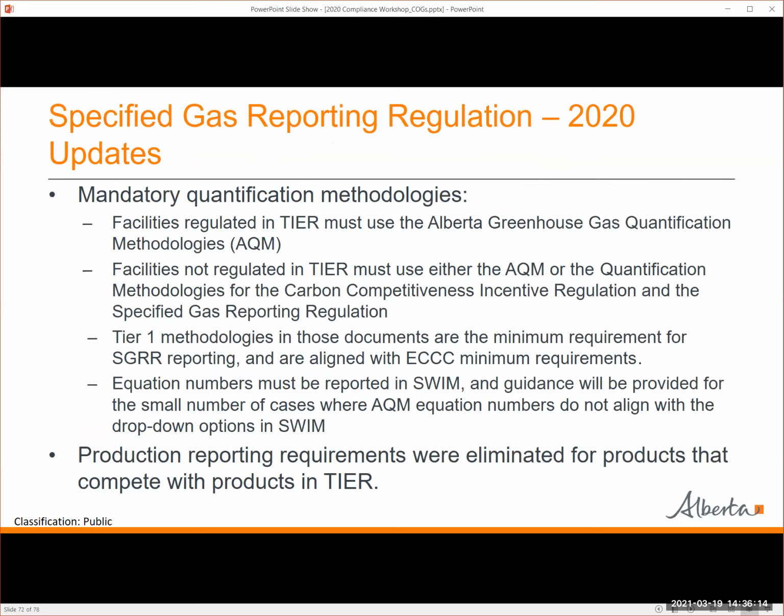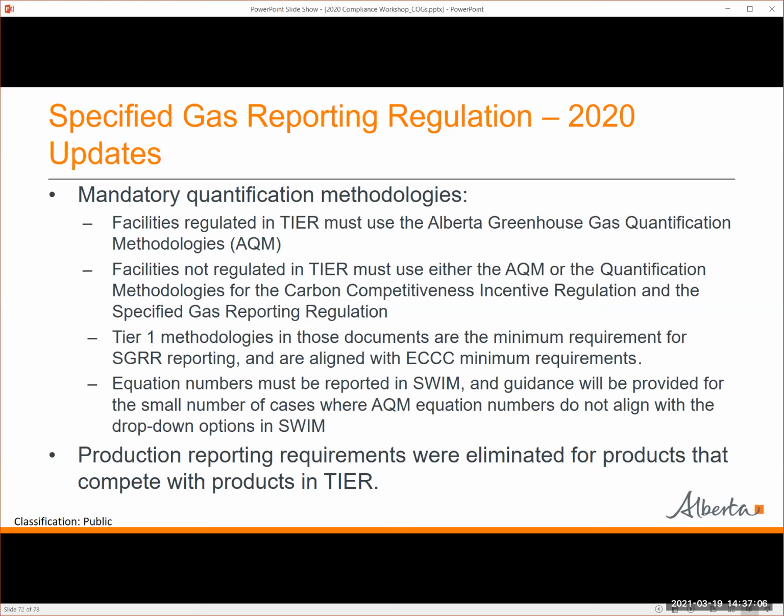For facilities regulated under TIER, we're looking for those folks to use the published Alberta greenhouse gas quantification methodology, so that you can report the same figures through the TIER program as you can through the GHGRP and the specified gas reporting program. For folks not regulated in TIER, they can use either the recently published AQM or the methodology that was current from last year, which was the quantification methodologies for carbon competitiveness incentive regulation and the specified gas reporting regulation. So that gives the flexibility for folks that aren't regulated under TIER to go ahead and report in the same manner as they did last year.